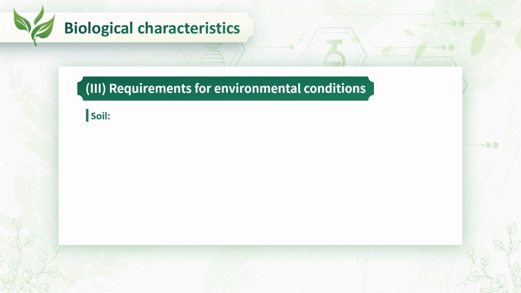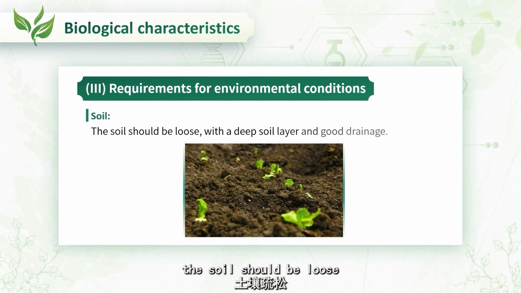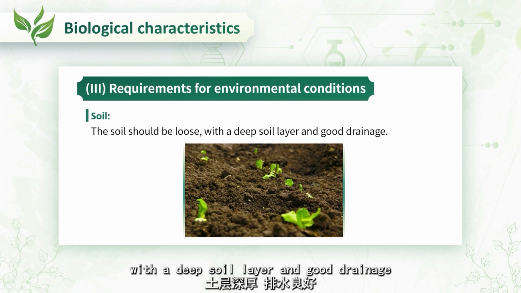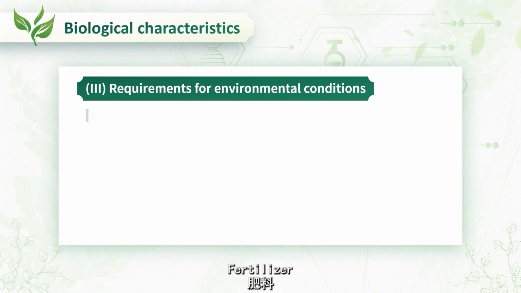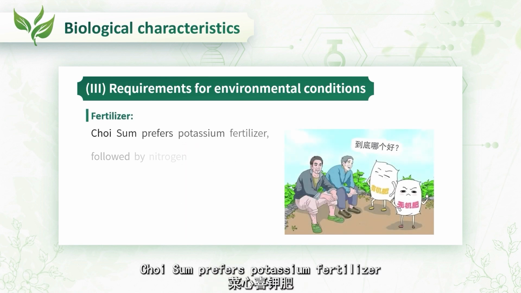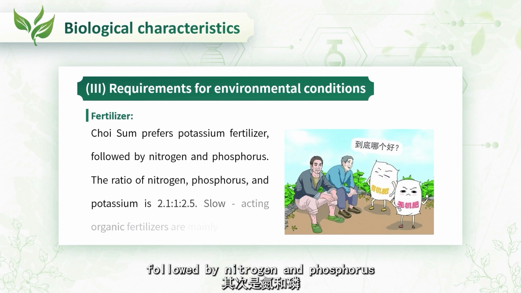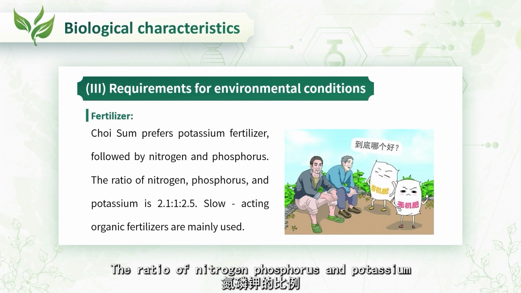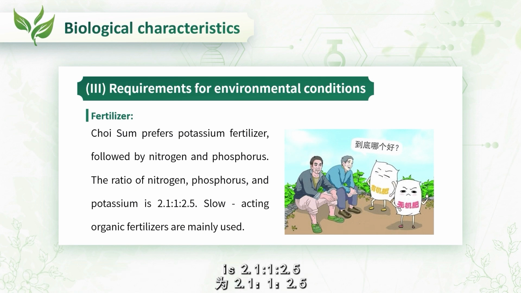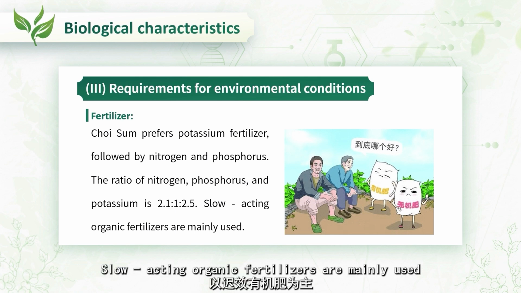Soil. The soil should be loose, with a deep soil layer and good drainage. Fertilizer. Choy sum prefers potassium fertilizer, followed by nitrogen and phosphorus. The ratio of nitrogen, phosphorus, and potassium is 2:1:2.5. Slow-acting organic fertilizers are mainly used.